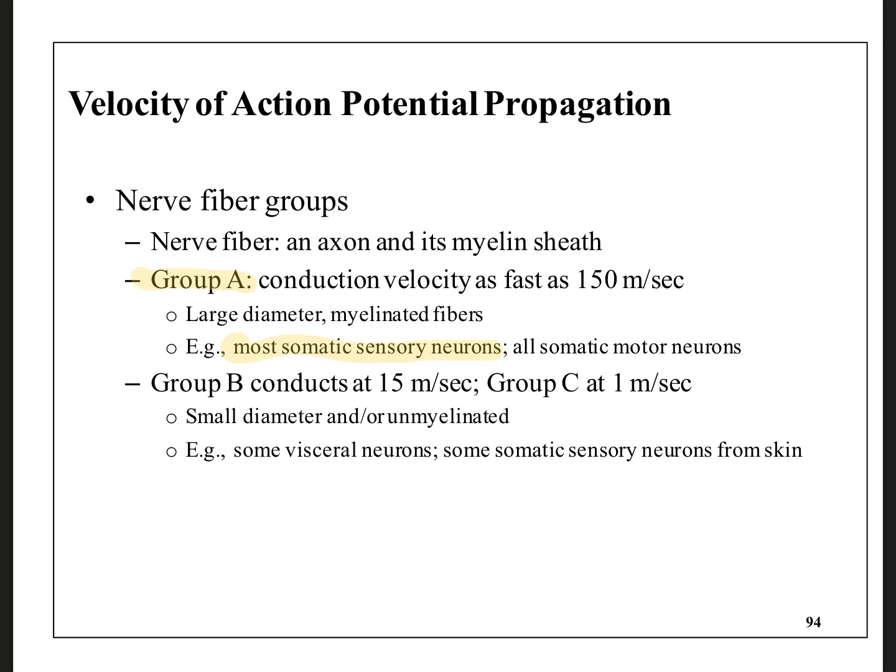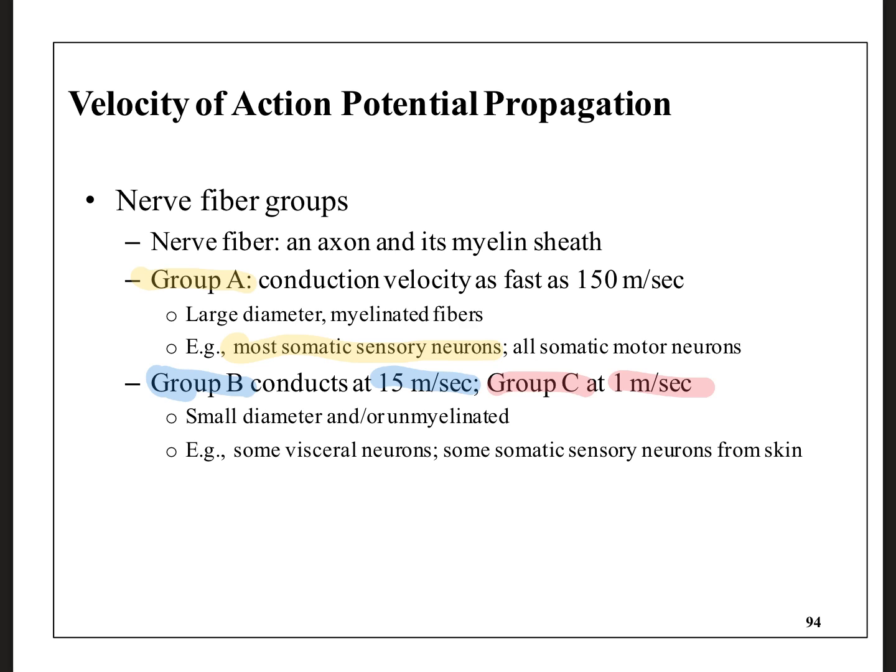Group B conducts at 15 meters per second. And then group C at 1 meter per second. These two are smaller diameter. Group B are the smaller diameter myelinated. Group C are the smaller diameter unmyelinated. So group C are the slowest conduction.